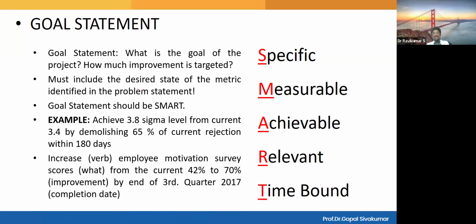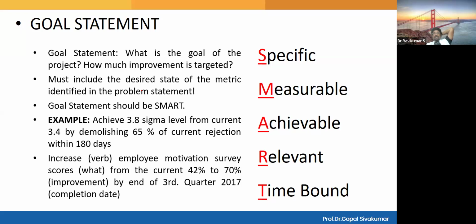In the second, there is another example which says the employee motivation survey scores from the current 40 to 70%. So currently the employee satisfaction motivation score is 40. We have to improve to 70%. That is well ahead, achievable, well and good. It is in an achievable range. Okay, it is relevant to your organization because employee motivation must be more so that the people who work there will be motivated to do the job.